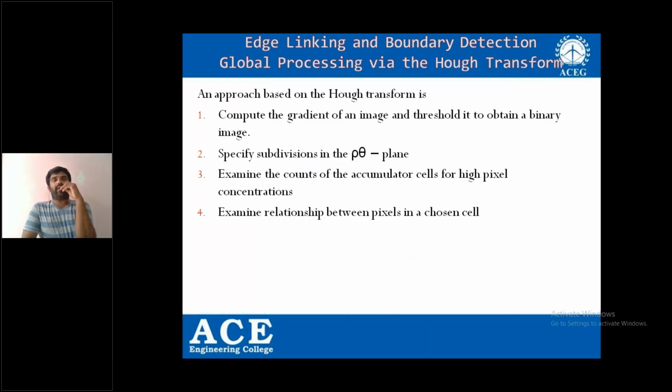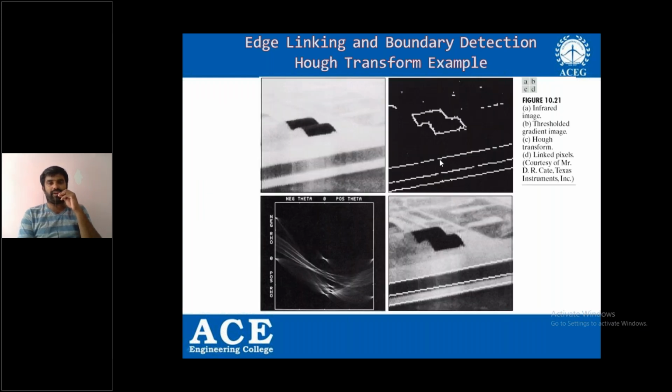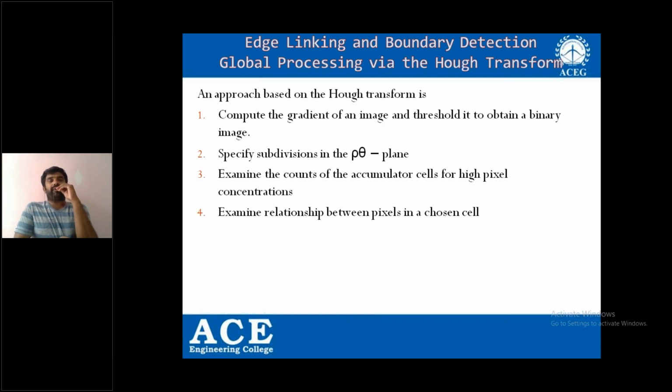Right? So finally, how do you apply the Hough transform? An approach based on the Hough transform is, first, compute the gradient of the image and threshold it to obtain the binary image. Just now we have seen, by applying the threshold and converting into the binary image. Next, specify subdivisions in the rho-theta plane. And the next one is to examine the counts of the accumulator cells for high pixel concentration and examine the relationship between the pixels in the chosen cell. Just now I have explained the procedure.